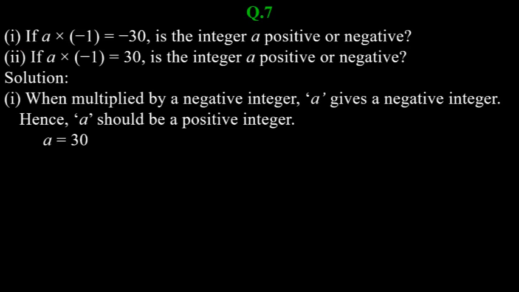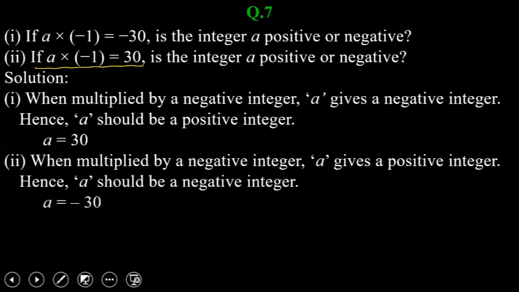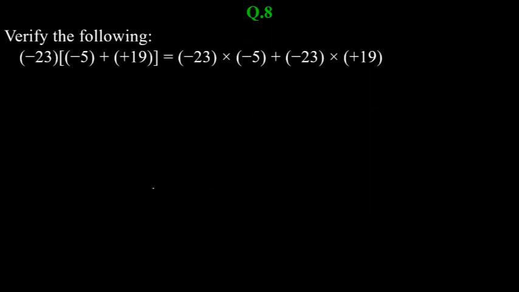Next, if a into -1 is 30, a is the integer. Is a positive or negative? Arush, Ashrit, Samarth, Tina, Siddhi, Devansh, correct. Good. So it is negative in this case, and value of a will be -30, correct.